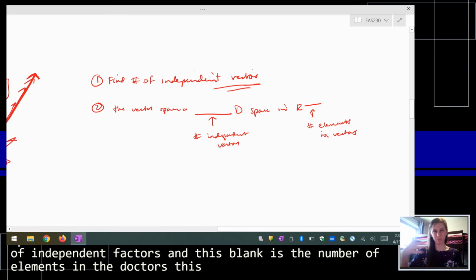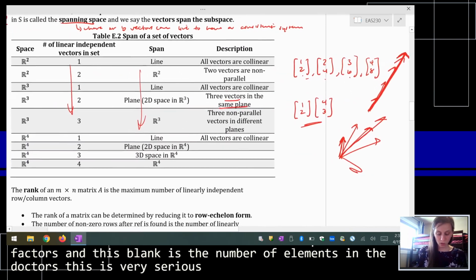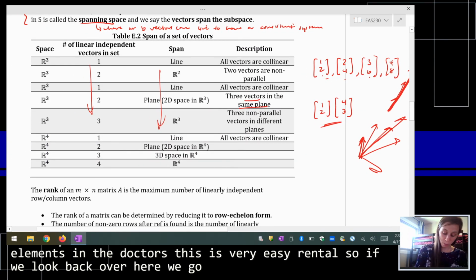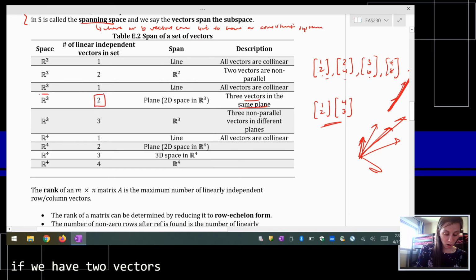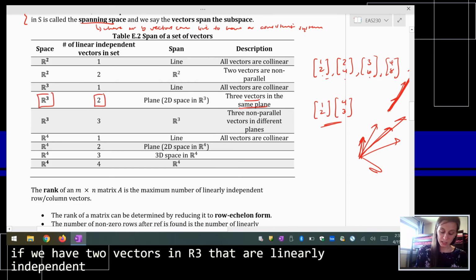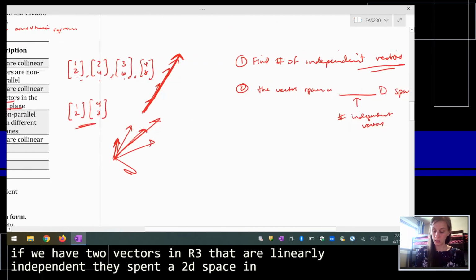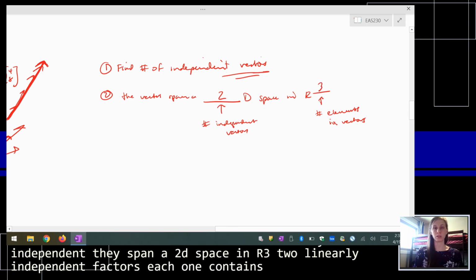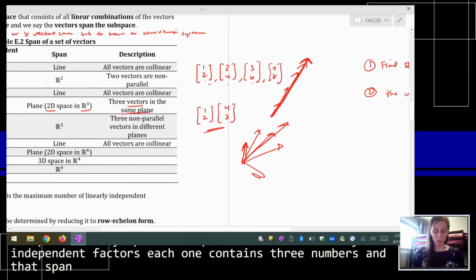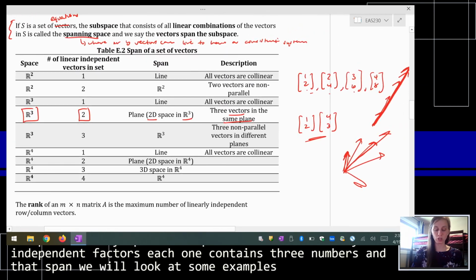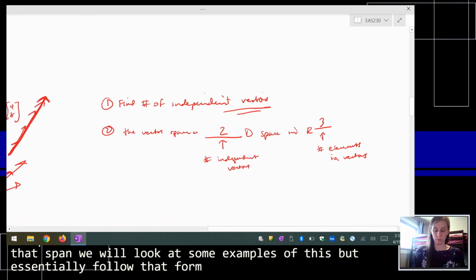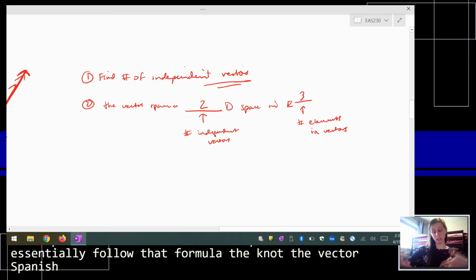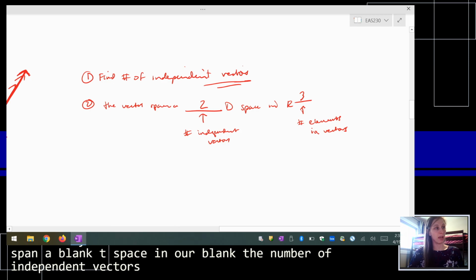This is very theoretical. So if we look back over here at that formula, if we have 2 vectors in R3 that are linearly independent, they span a 2D space in R3. 2 linearly independent vectors, each one contains 3 numbers. And that's span. We will look at some examples of this, but essentially follow that formula. The vectors span a blank D space in R blank: the number of independent vectors and the number of elements in each vector.